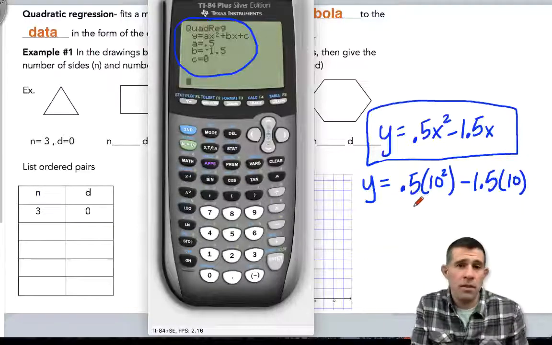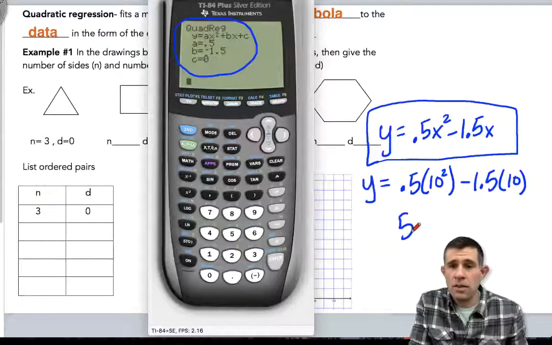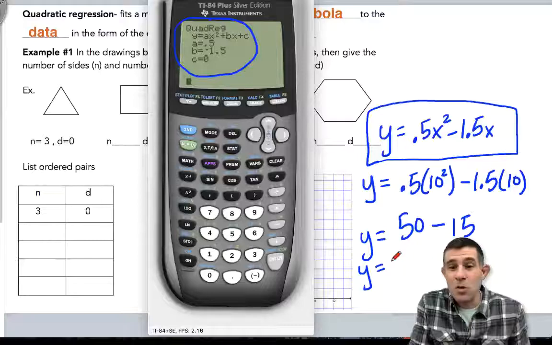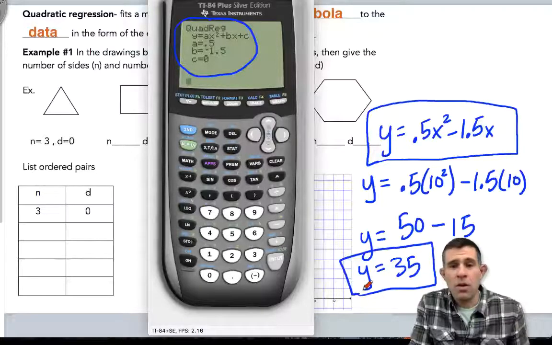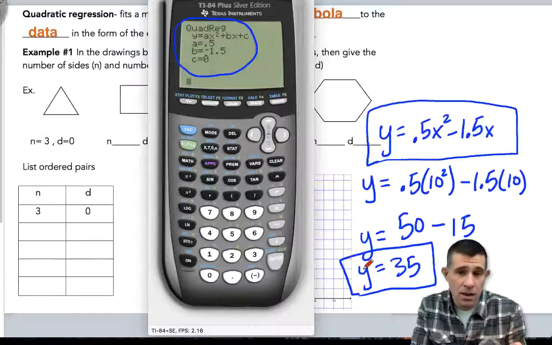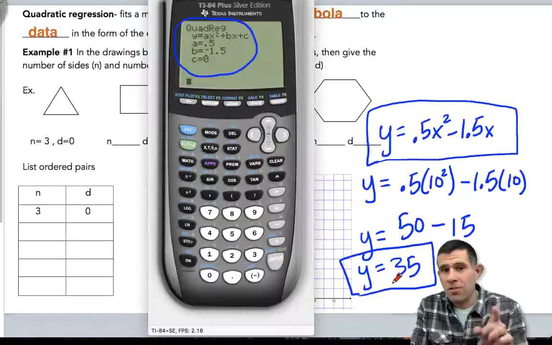Okay, so 0.5 times 10 squared, well 10 squared is 100, times 0.5, that's going to give me 50, minus 1.5 times 10, well that's going to be 15. So y, remember, is the number of diagonals, so our number of diagonals here is that y equals 50 minus 15, which is 35 diagonals. So a little extra credit here for you. Go ahead and create a 10-sided polygon and show me all 35 diagonals.